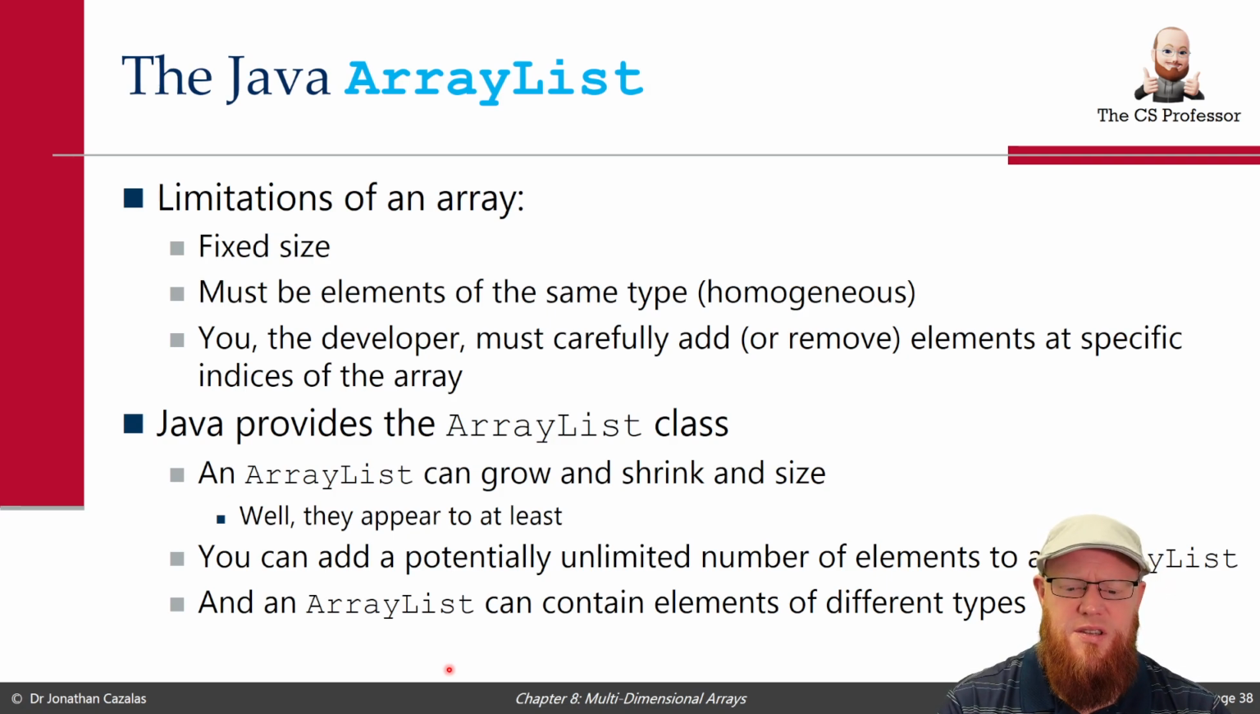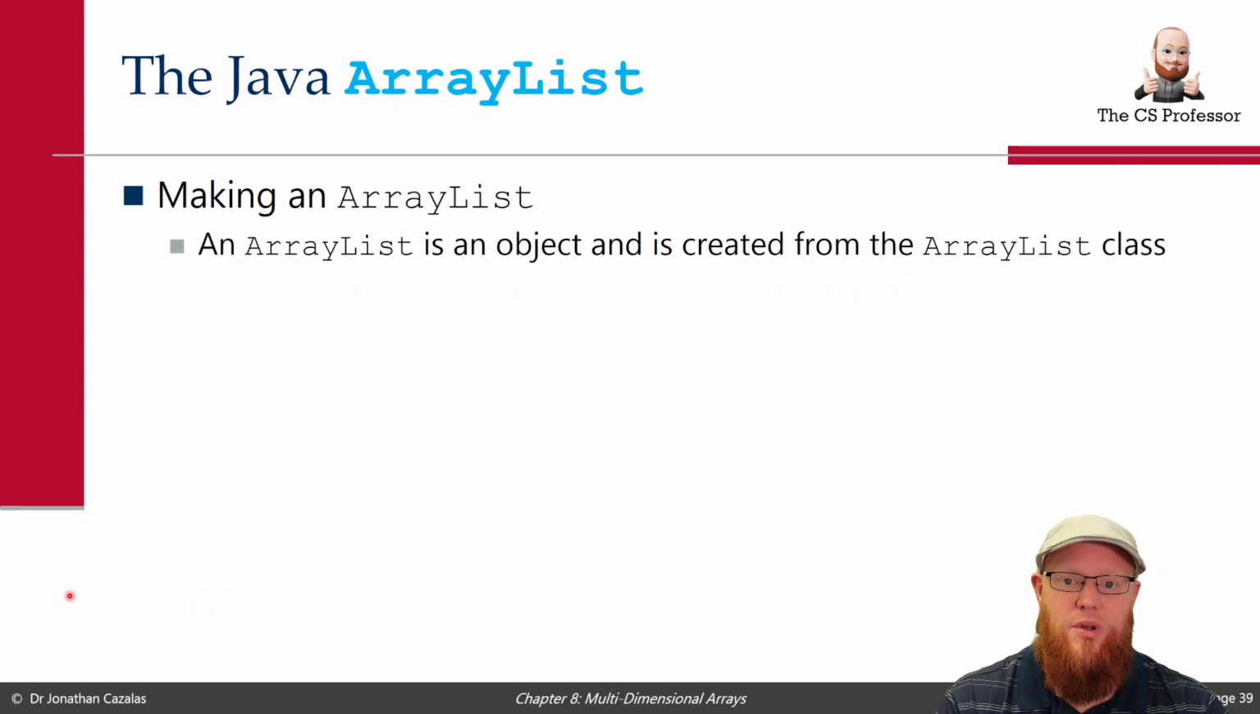So Java gives us this ArrayList class, which again is most analogous to a list in Python. Array lists can grow and shrink. And I say at least they appear to grow and shrink. Because when we really learn what's under the hood, you're like, hey, wait, no, that didn't really grow and shrink. But for our purposes, let us assume array lists can grow and shrink. You can potentially add an unlimited number of values to an array list. Also, an array list can in fact contain elements of different type.